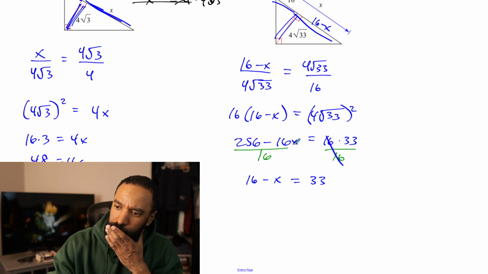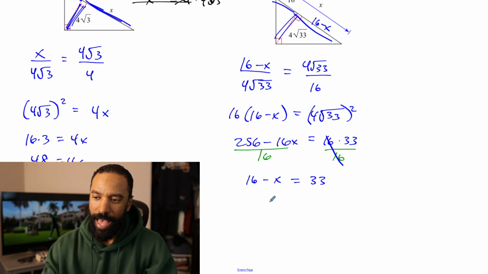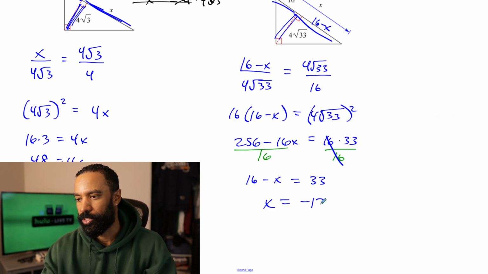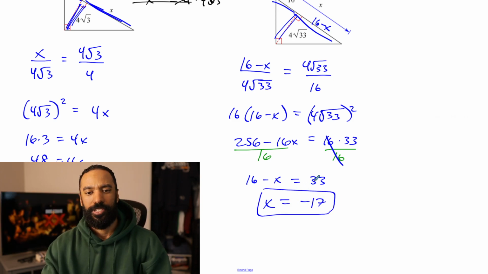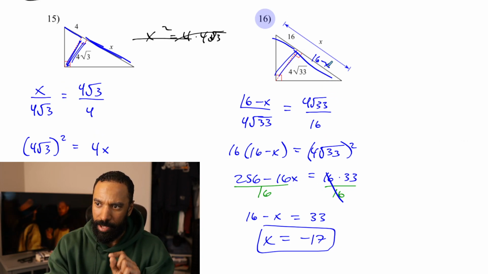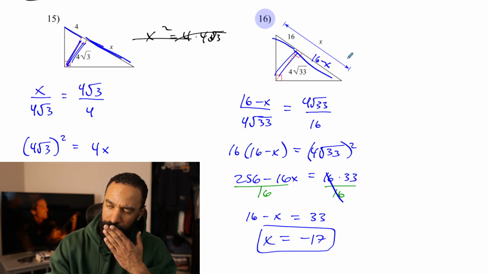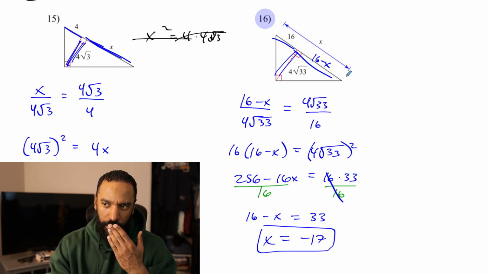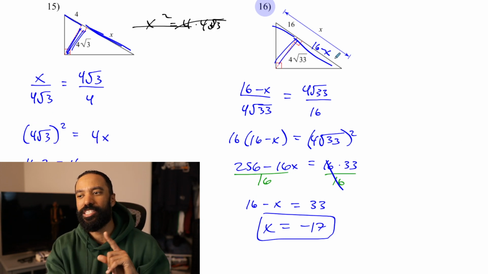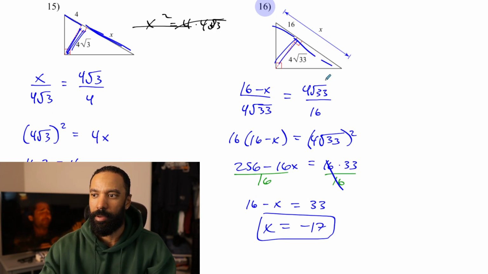Oh. Let me make sure I did everything right. But add x, subtract 33. I get x is negative 17. The reason why I'm not certain about that is because this is a length right here, and that wouldn't seem to agree with what... Oh, it's not 16 minus x. It's x minus 16. Hold on a second. That's the problem. X minus 16.